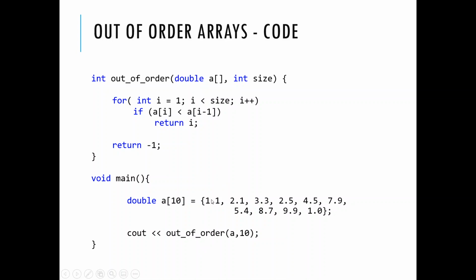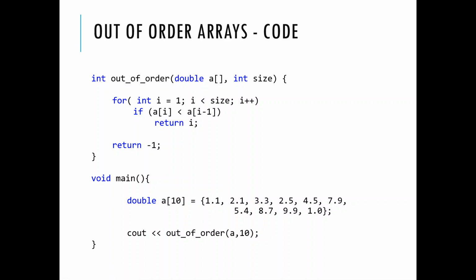Here's how the algorithm is going to work. I'm going to start off at 1 and go up to, but not including, size. So I'm going to start at this position. I'll check, is this greater than or equal to this? Or is this smaller than this? Well, sorry, is 1.1 larger than 2.1? No, it is not. Is 2.1 larger than 3.3? No, it is not. Is 3.3 larger than 2.5? Yes, it is. And at this point, at this 2.5, I'm going to return the value, whatever this position is. 0, 1, 2, 3. It's going to return the value 3 in this particular case.